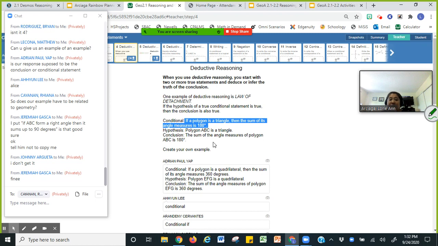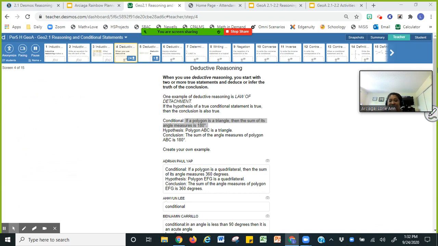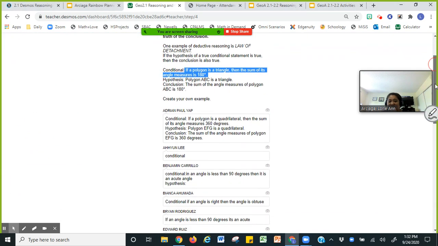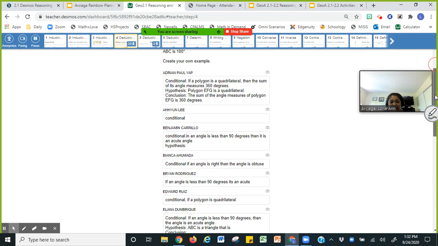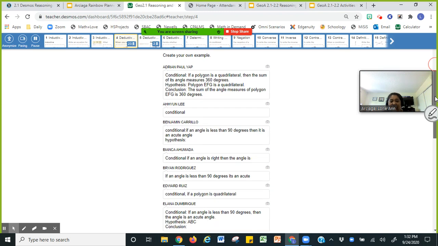Oh, that's a good one, Adrian. If a polygon is a quadrilateral, then the angle measures sum up to 360. Okay, but Adrian, since you said it's a quadrilateral, then you have to add another letter to your EFG because it means it has 4 sides, right? Awesome. That's a good one, Adrian. Okay. Very good, Ben. Okay, so now you just have to say the name of an angle. Let's say angle 1 is.